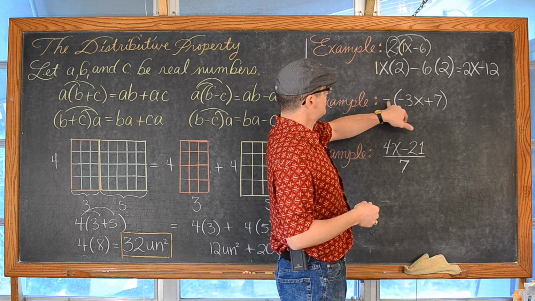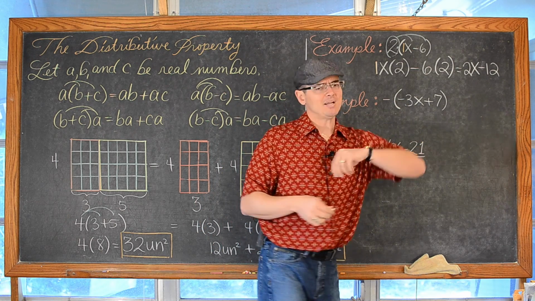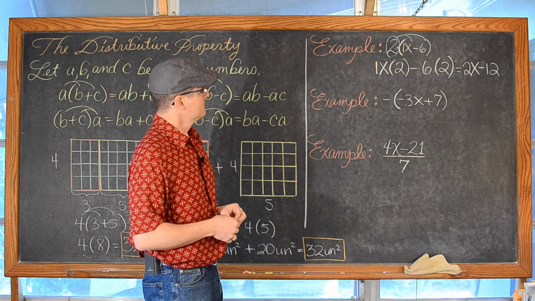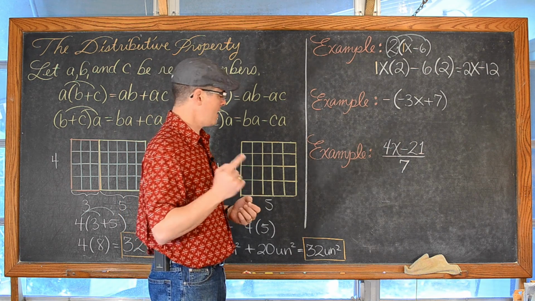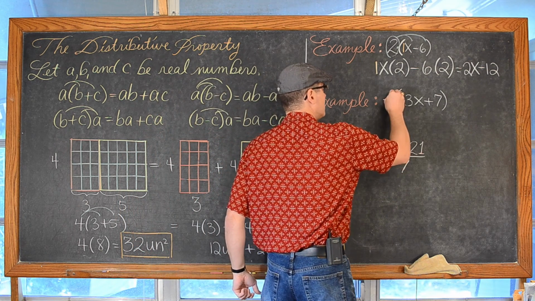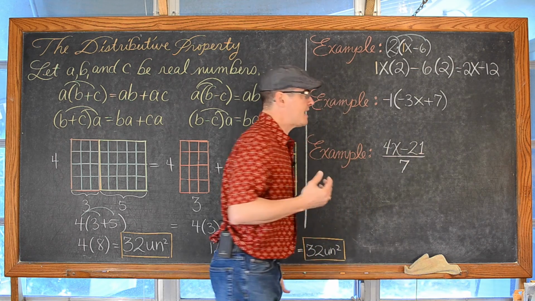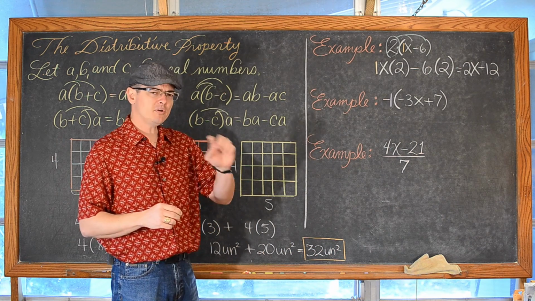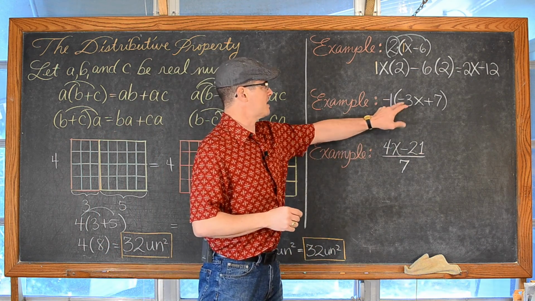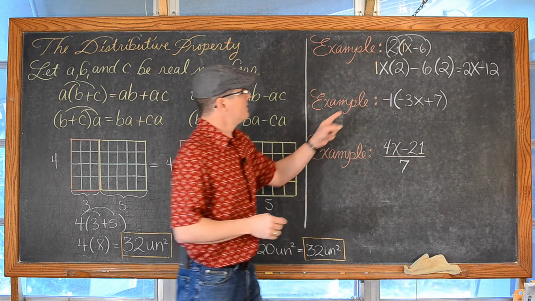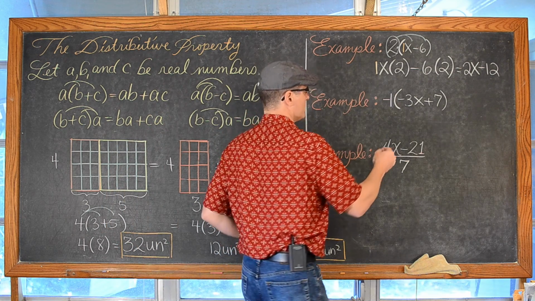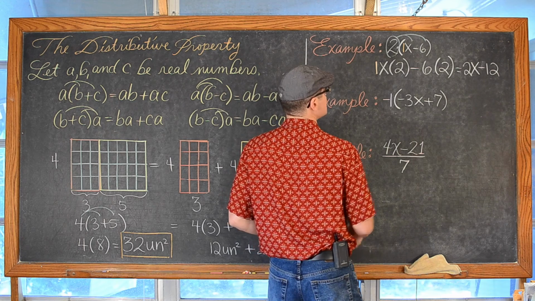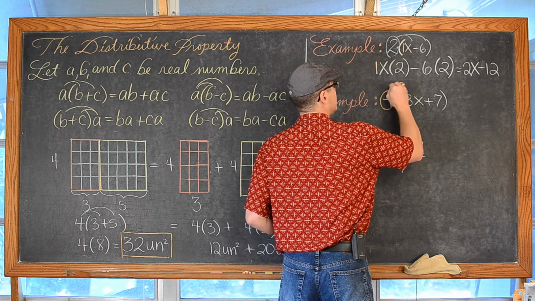Here we have negative parentheses, negative 3x plus 7. Well, there's no number there. But there is a number there. Whenever you have just a negative in front of parentheses, put a 1 in between the negative sign and the parentheses, so that you can see that what you're actually multiplying through the parentheses is that negative 1.